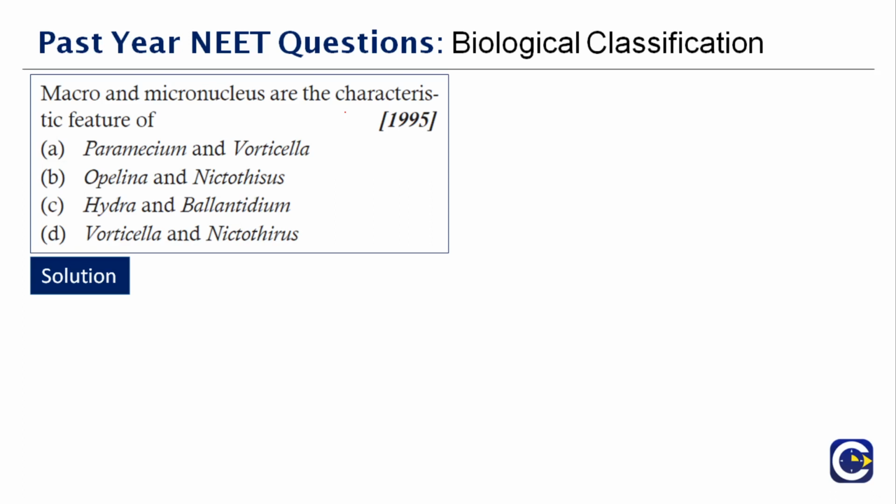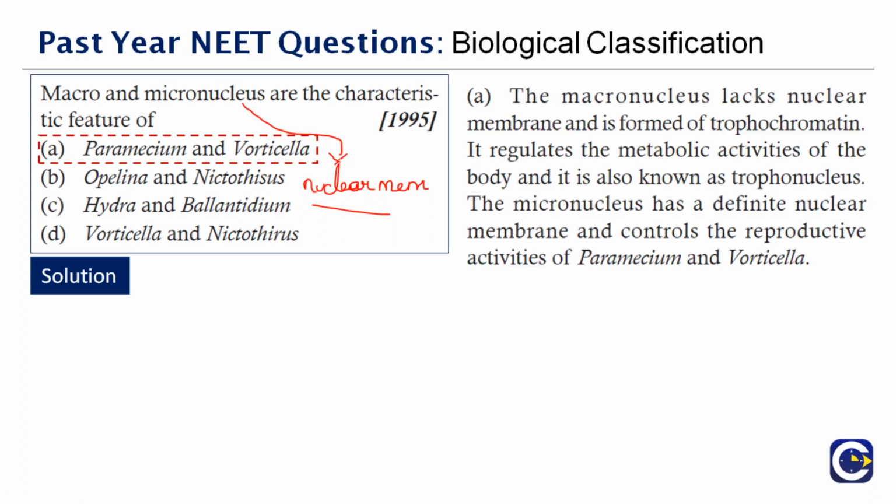The macronucleus lacks, so what does macro lack? Nuclear membrane, and is formed by the trophochromatin. It regulates the metabolic activities of the body and is also called trophonucleus. Here, if you see, macro lacks a nuclear membrane while micronucleus has a well-defined nuclear membrane. The correct answer is option A, Paramecium and Vorticella. So here you can see the difference between both. Macro lacks while micro has it. The correct answer is option A.